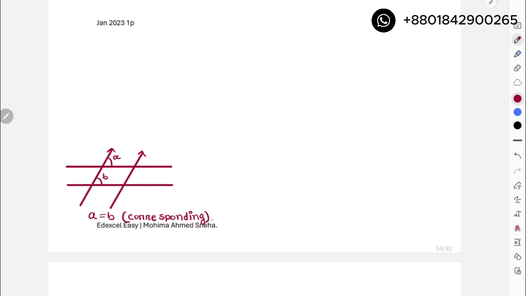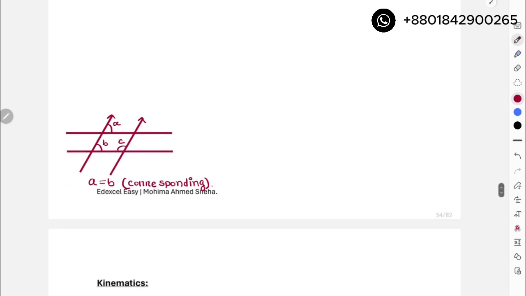Then again, not only this, if I now include an angle C over here, then what? The interior angles B and C, right? So that will be B plus C. The addition of B plus C is going to be 180 degrees, and this is known as your interior angles.